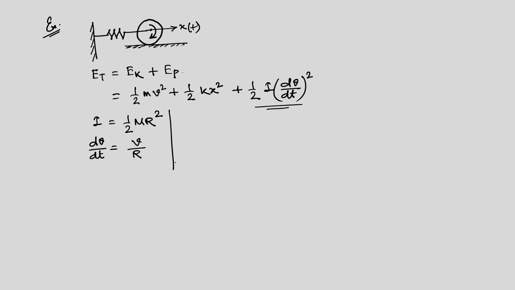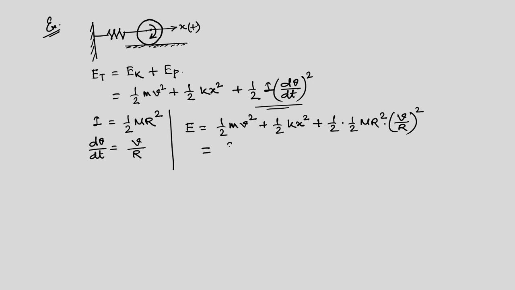Now, if that is the condition, then we can write total energy in this case is half m v square plus half k x square plus half, in place of I we write half m r square, and then d theta dt we replace it by v by r whole square. Obviously, we can simplify this expression. What we will have if you do that, we will have 3 by 4 m v square plus half k x square.